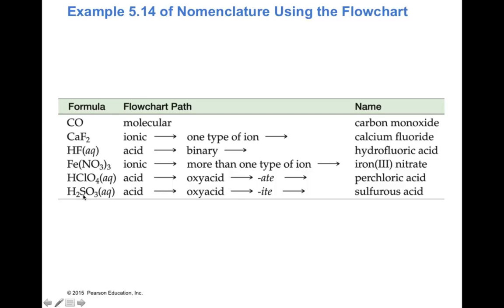And the same thing here. We have a sulfite, SO3. So we're going to remove the ITE ending and use OUS: sulfurous acid, because we have an acid here. We start with H. So that's basically a simple way to visualize the different options of nomenclature.